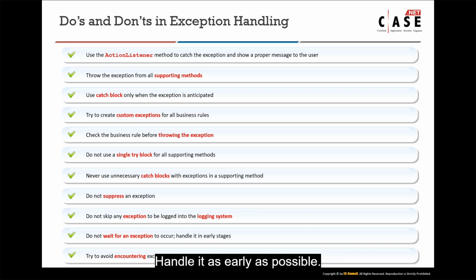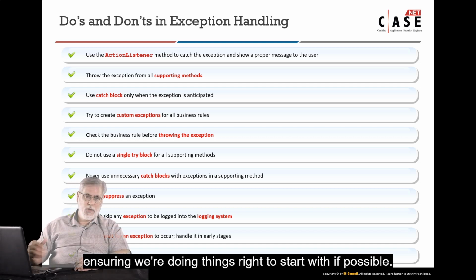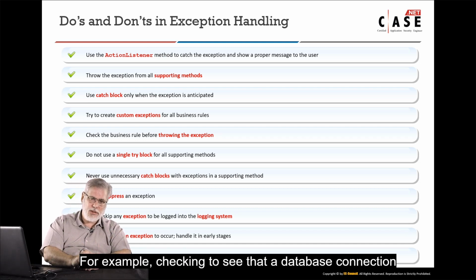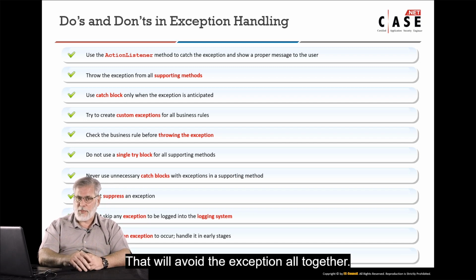Don't wait for the exception to occur and handle it elsewhere. Handle it as early as possible. And try to avoid encountering exceptions. That comes down to data validation, ensuring we're doing things right to start with, if possible. For example, checking to see that a database connection is active before retrieving data from the database. That will avoid the exception altogether.